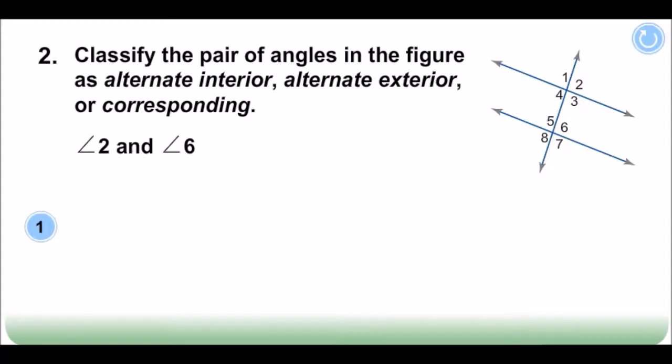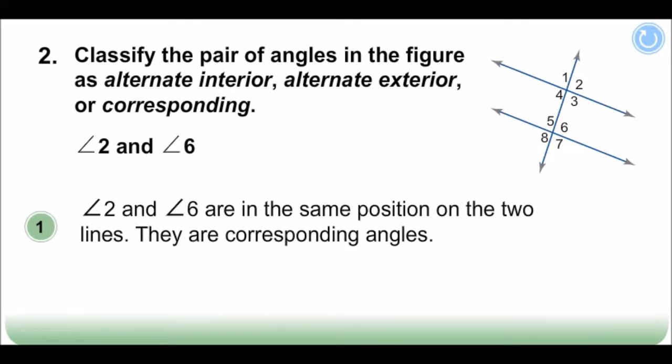Looking at example number 2, let's classify angles 2 and 6. Angles 2 and 6 are in the same position and they lie on the same side of the transversal. Since angles 2 and 6 are on the same side of the transversal and they're congruent, they are corresponding angles.